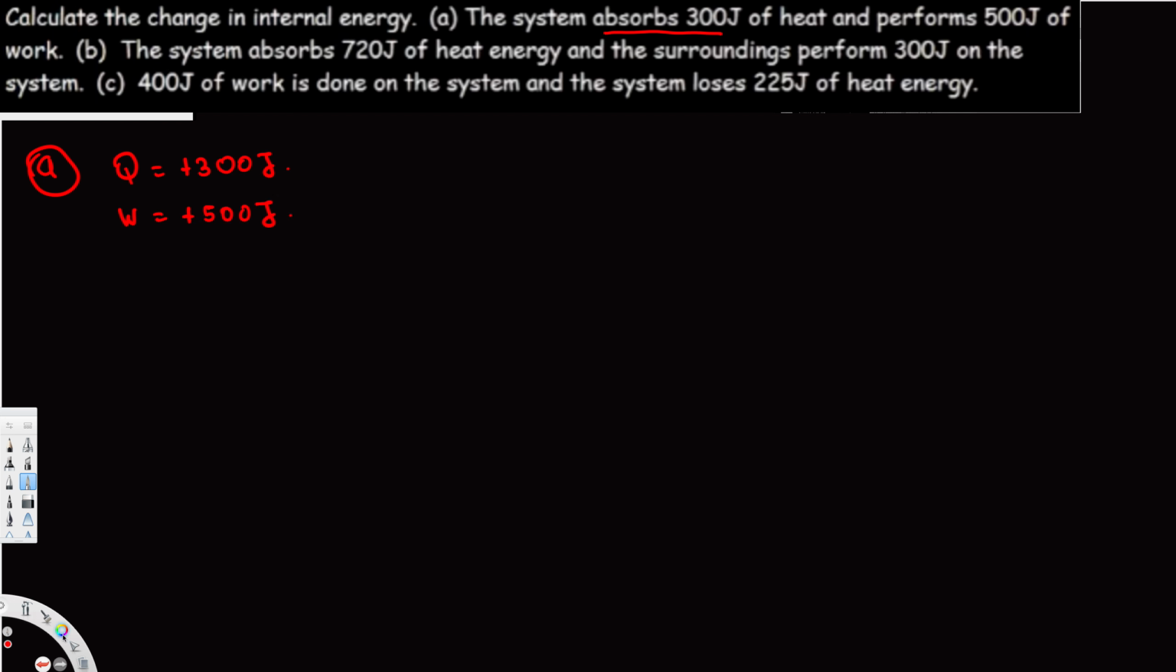So let's find our internal energy. The internal energy equation is delta U equal to Q minus W. So here we have Q, that is 300 joules, minus 500 joules, that gives us minus 200 joules. So that is the internal energy change for part A. So let's see what happened in part B right here.